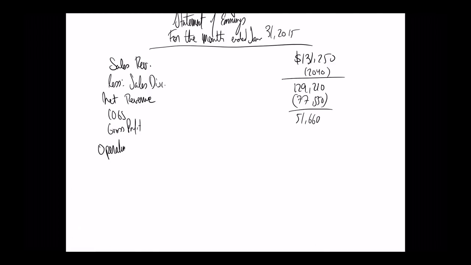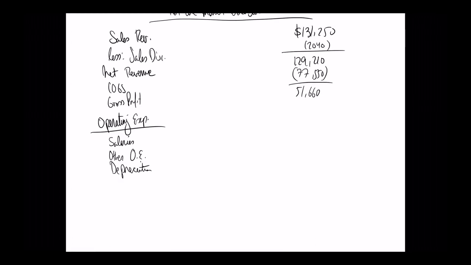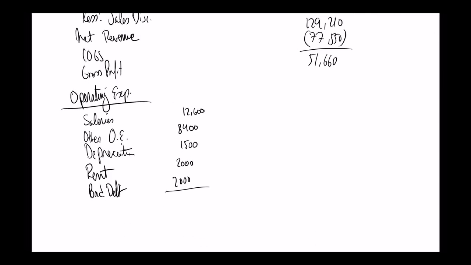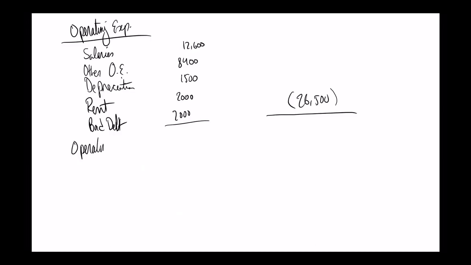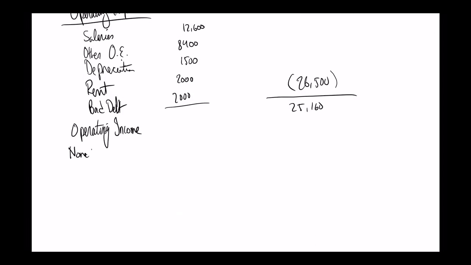Now we have our operating expenses. So we have salaries, other operating expenses, depreciation, rent, and bad debt. So let's fill this out. Salaries was $12,600. Other operating expenses was $8,400, $1,500 of depreciation, and $2,000 each for rent and bad debt. So if you add these up, that comes out to $26,500, which gives us our operating income, or our earnings from operations, of $25,160.